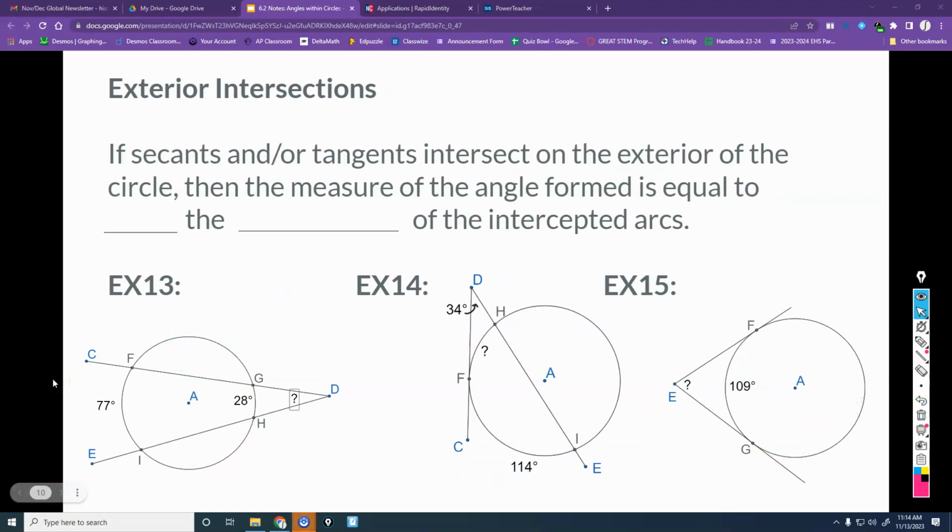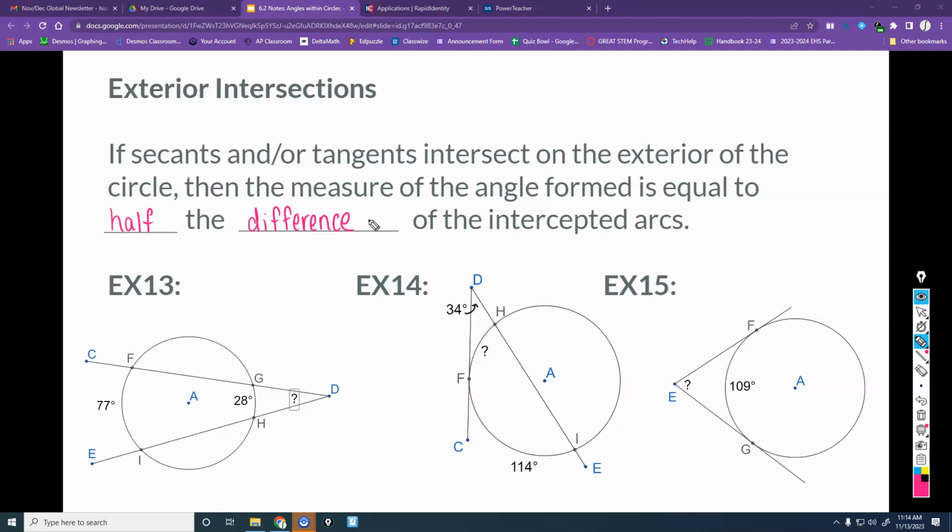Is this the last one? Okay, exterior intersections. These are the most difficult. You're going to see the least of these, but you will see them. If secants and or tangents intersect on the exterior of the circle, so they're going to cross outside of the circle, you've got two lines and they cross outside of the circle, not on the inside, then the measure of the angle formed is equal to half the difference of the intercepted arcs.